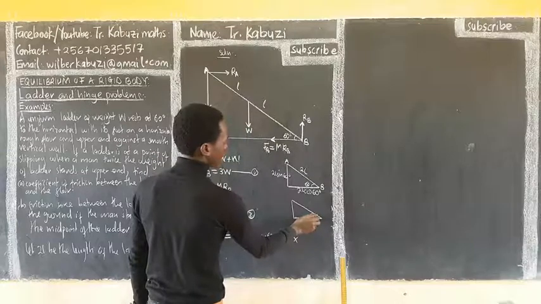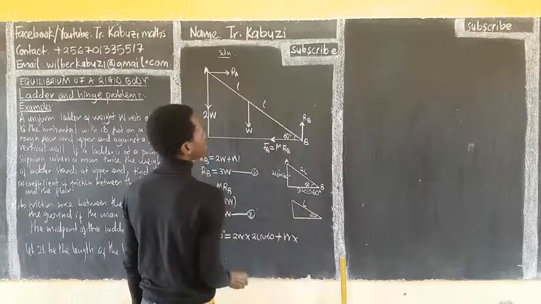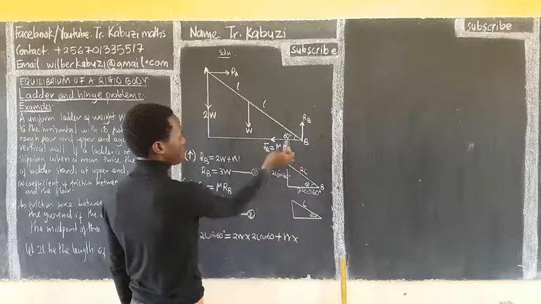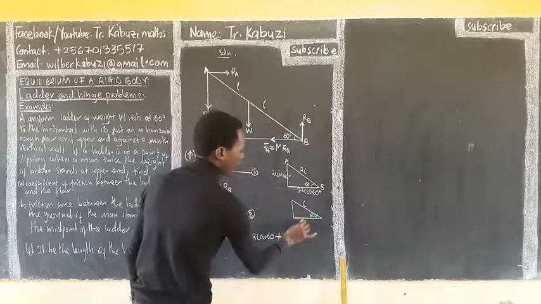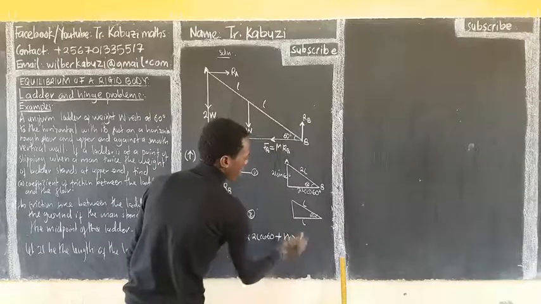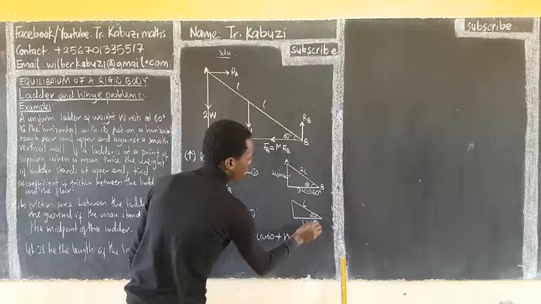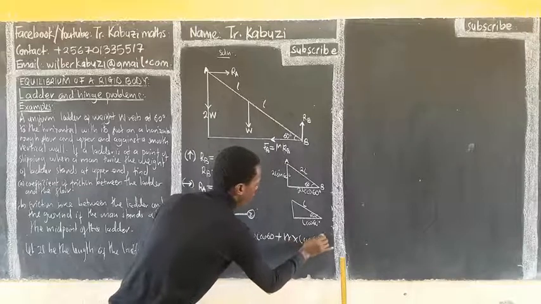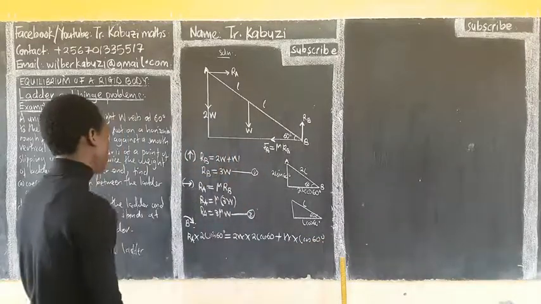This is 60 degrees. This is L. So meaning if I want from here up to here, I have this. This is adjacent. So L cos 60 degrees. So now we can simplify.